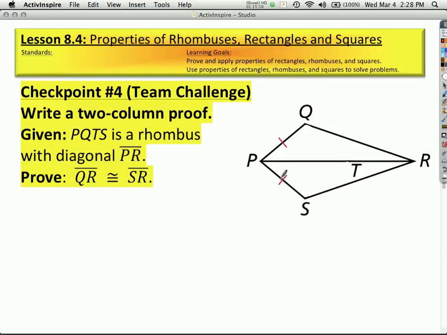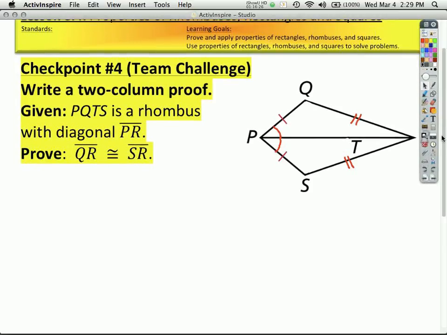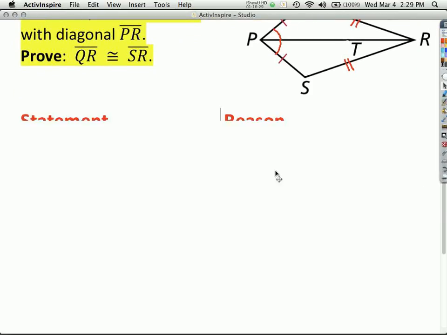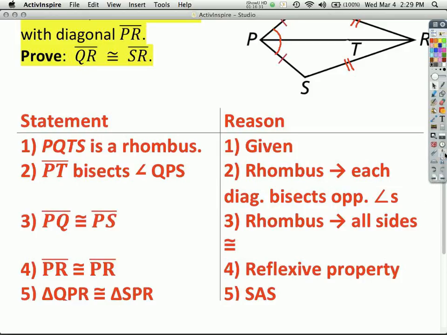So I can prove, we already know that that's congruent to that. That's one piece of evidence. This side is congruent to itself. That's two pieces of evidence. This angle is congruent to that angle because of the fact that it's a rhombus and the diagonals bisect the angle, so now I have side, angle, side. So by proving that the triangles are congruent, we can now say that QR is congruent to SR. And so that's the approach that I took. That is certainly not the only way to do it, but here is my proof.